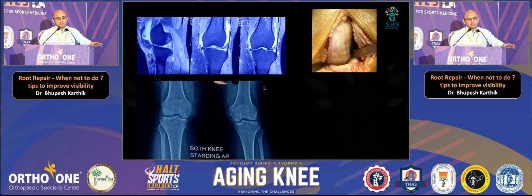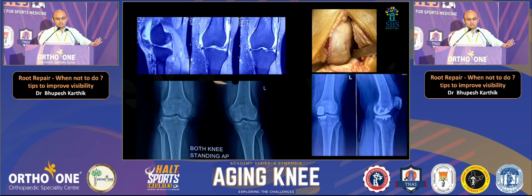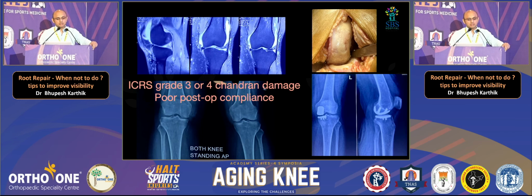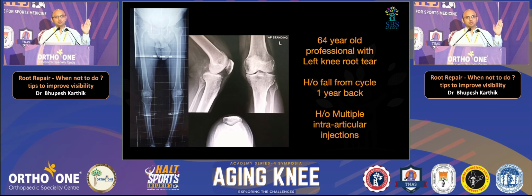So the take home is, as per literature, this patient went on to have a very happy uni on the left side. Whenever ICRS is grade 3 or 4 chondral damage, then you're not going to do this. Go for replacement surgery. And post-op poor compliance should be anticipated, and this will be a prognostic factor. In a 76-year-old with bilateral knee pain, poor post-operative compliance is going to be there because she will not be non-weight bearing. So this is another indication to not do root repair.